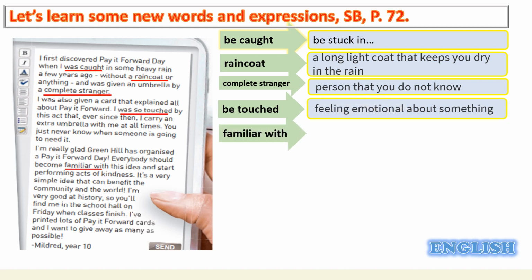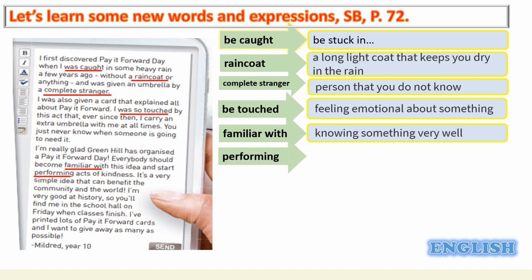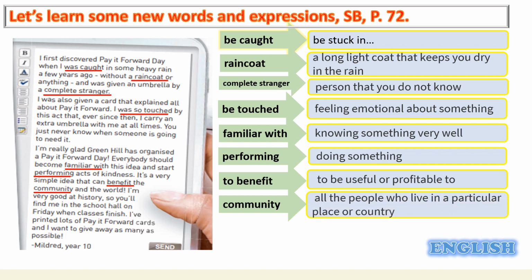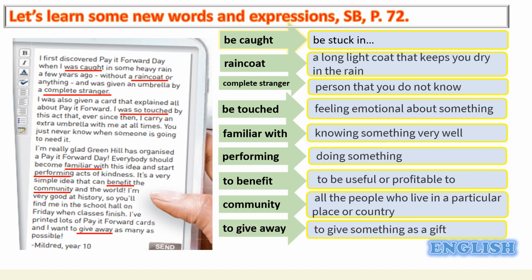Then we have the phrase or expression familiar with, which means knowing something very well. Then we have the word performing, which means doing something. Also, we have the verb to benefit, which means to be useful or profitable to. Then we have the word community, which means all the people who live in a particular place or country. Finally, we have the phrasal verb to give something away, which means to give something as a gift.